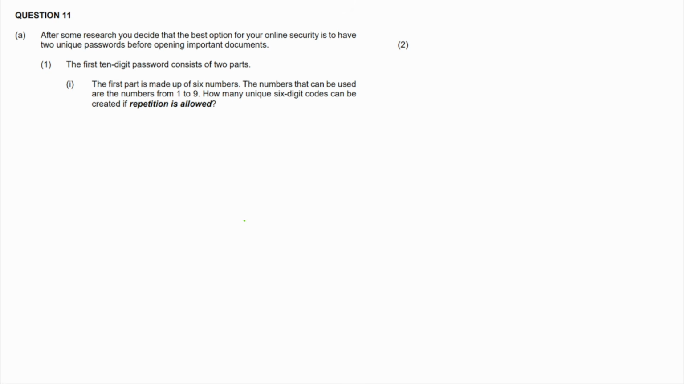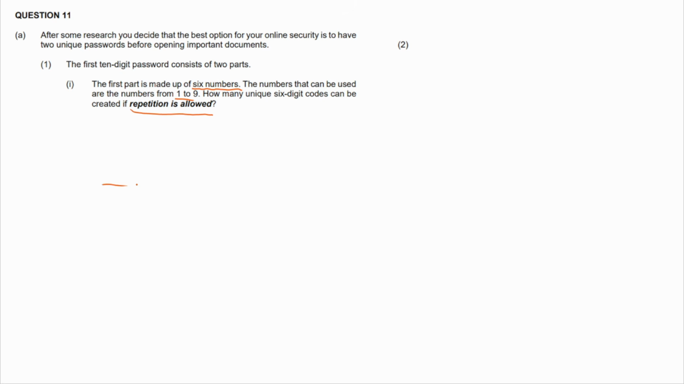Okay, then question 11, we're moving over to conditional probability. They say after some research, you decide that the best option for your online security is to have 2 unique passwords before opening important documents. The first 10-digit password consists of 2 parts. The first part is made up of 6 numbers. The numbers that can be used are the numbers 1 to 9. How many unique 6-digit codes can be created if repetition is allowed?